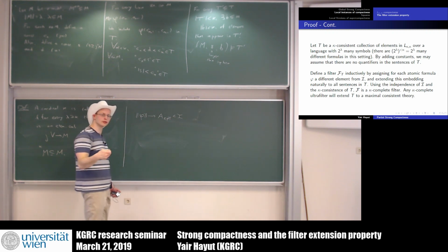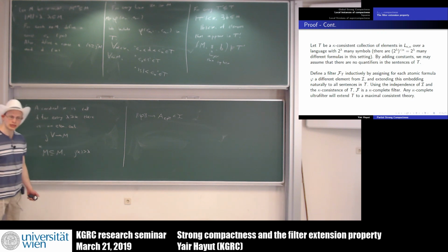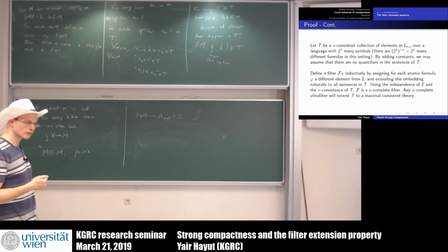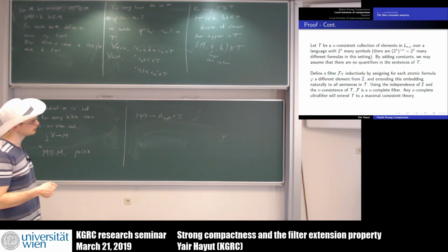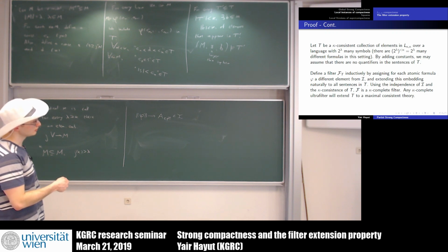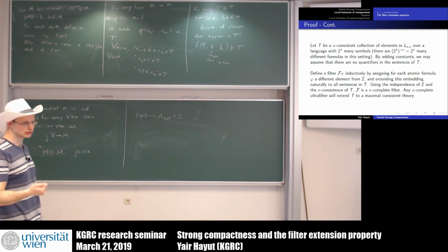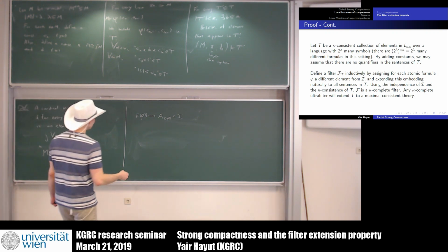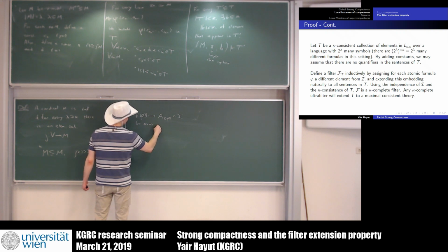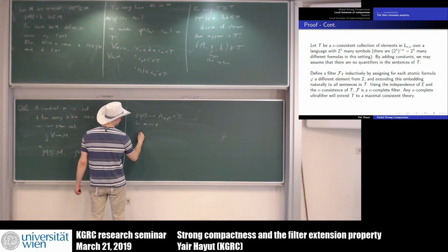A different member for every formula. And now I'm basically getting an embedding from the Boolean algebra of the sentences to the Boolean algebra of P of lambda, right? I can extend it. So this is for atomic formulas. And I can extend it.